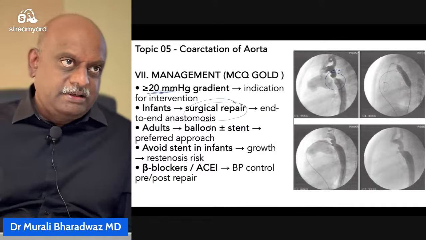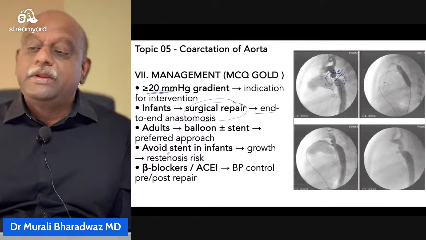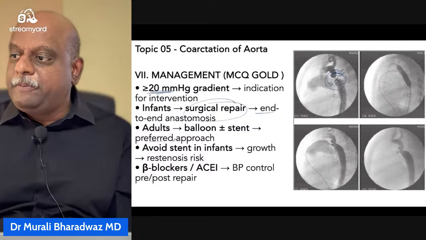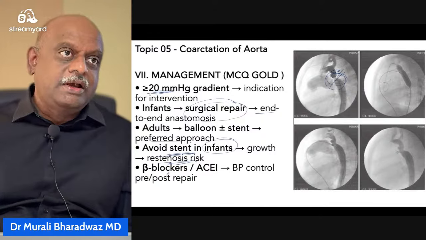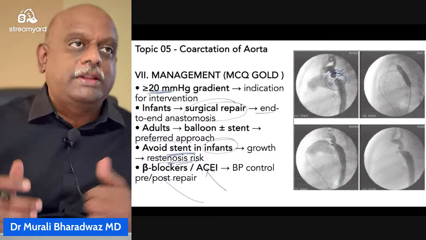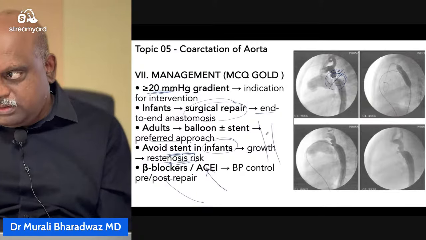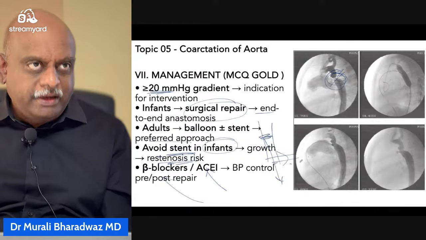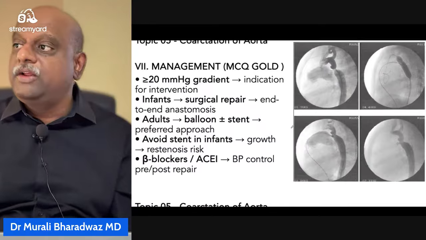If it is an infant, we need to do end-to-end anastomosis by repairing the narrowing. In adults, we can use a balloon to dilate and place a stent, which is the preferred approach. In infants, we don't put a stent because that leads to restenosis. We need to do surgical repair. And we need to give beta blockers and ACE inhibitors to control the blood pressure. Why does hypertension happen in coarctation? Because aortic blood flow to the lower limbs is diminished. That decreases the blood flow into the renal artery. That leads to secondary hypertension due to increased renin. That is what we need to remember.